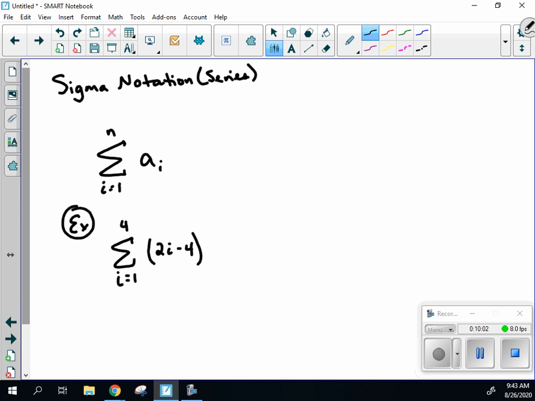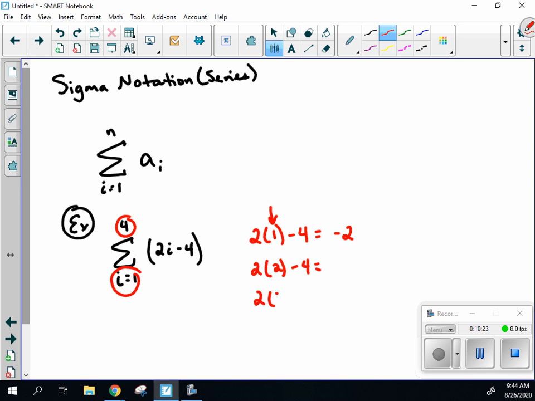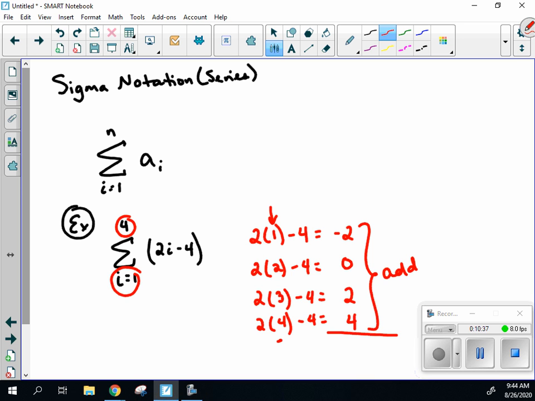So if I'm looking at this, what I always do is I just substitute those numbers in. So I would have 2 times 1 minus 4, which equals negative 2. 2 times 2 minus 4. So what I'm doing here is I have to start at 1, so that's what I'm entering. My last term will be the 4, which is here. And then I just add these together. And voila, there's my sigma notation. It's just a different way to look at it if you don't have a formula.